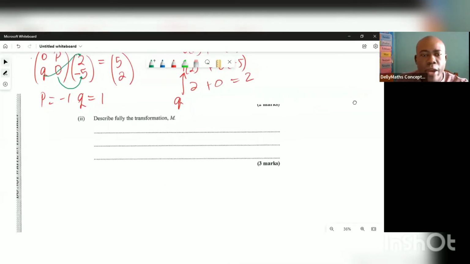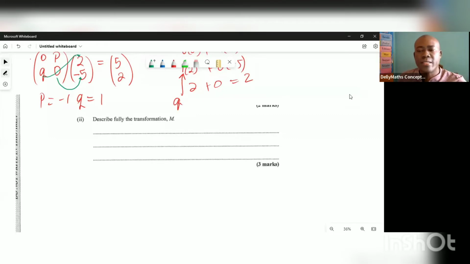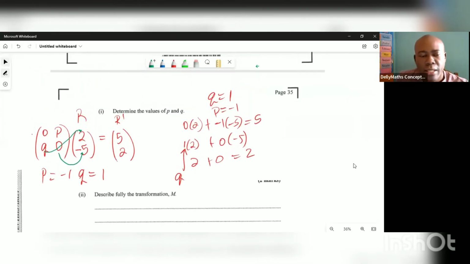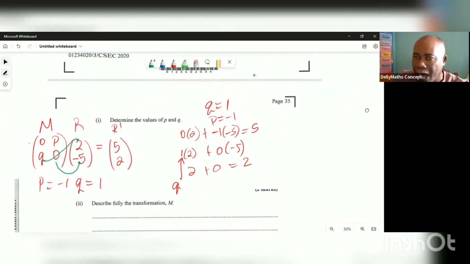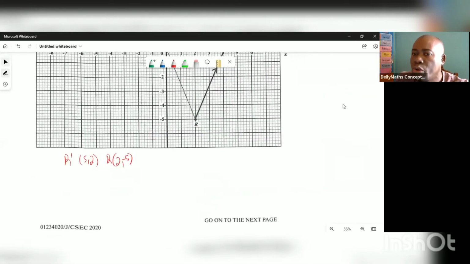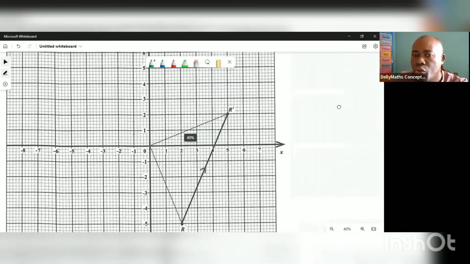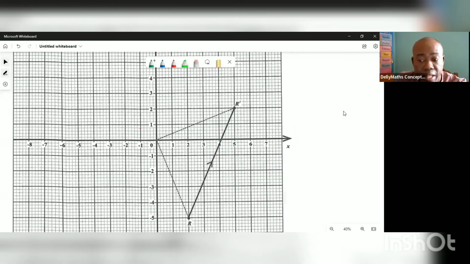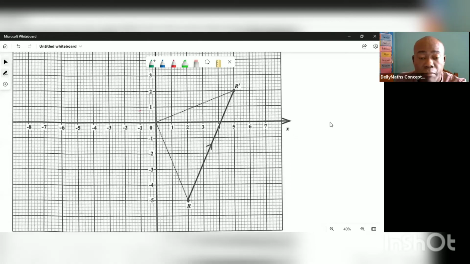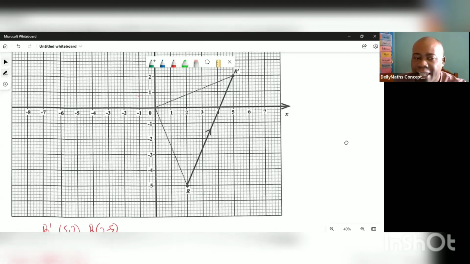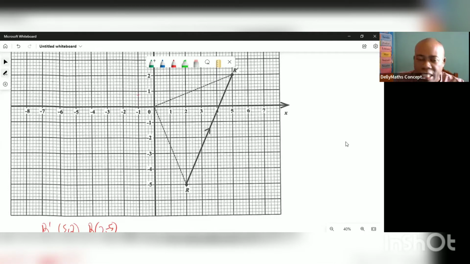Now it says describe fully the transformation M. So this was the transformation M here. Look at the original diagram. If you know much about transformations and you would have memorized certain things, then you will definitely see what that is. But let's look. It's a 2x2 matrix. That is a transformation. It's definitely not a translation, and it's definitely not an enlargement. So it's either a rotation or a reflection we're thinking of, based on the context of whatever we're doing here.